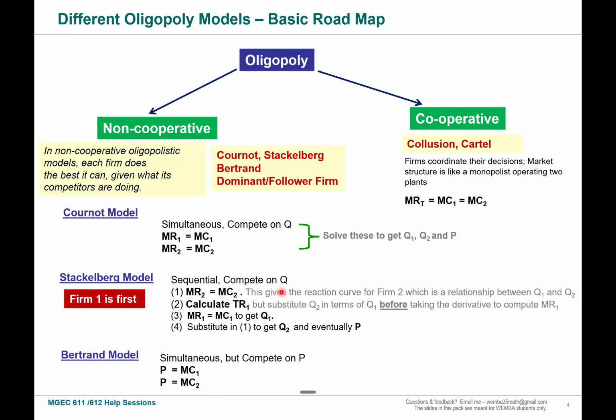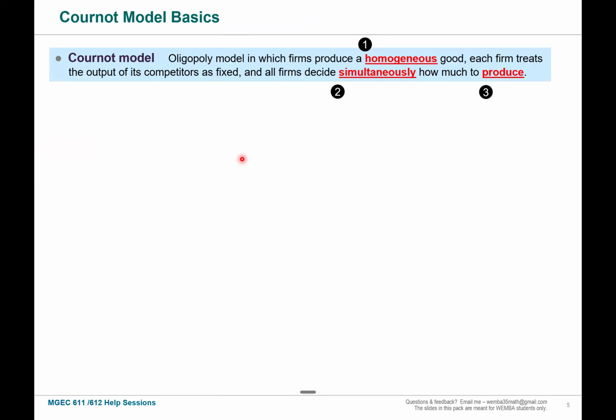So let's start with the very first one, which is non-cooperative, the Cournot model. Okay, so Cournot model, what are the characteristics of Cournot model? First is obviously the goods are homogeneous. So the three or four companies that are there, they make the same good. The second, probably more important thing, is that the decisions the firms make are simultaneous.